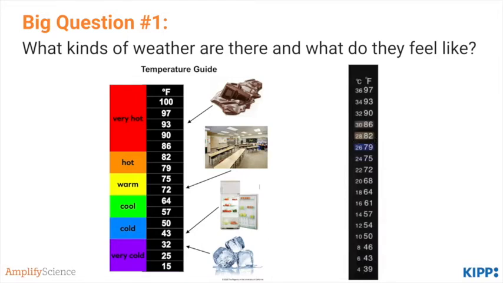Note that the Amplify kits come with Celsius thermometers, but I strongly recommend getting Fahrenheit thermometers instead. They're very cheap, and I think for kindergartners, learning Fahrenheit first before learning Celsius will help them contextualize and learn weather better than if they were to learn only Celsius.